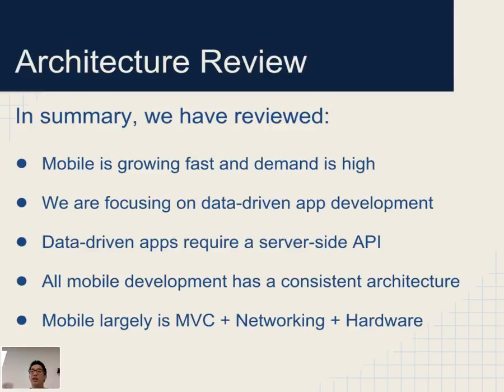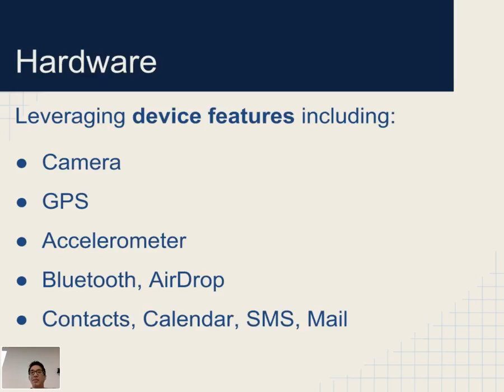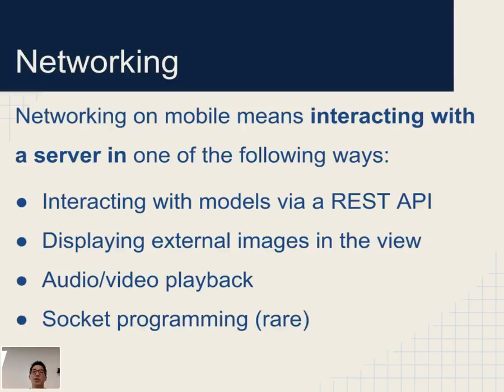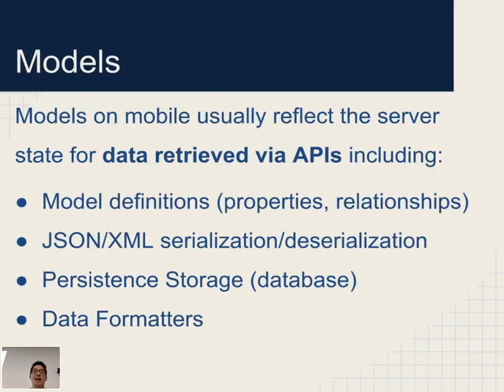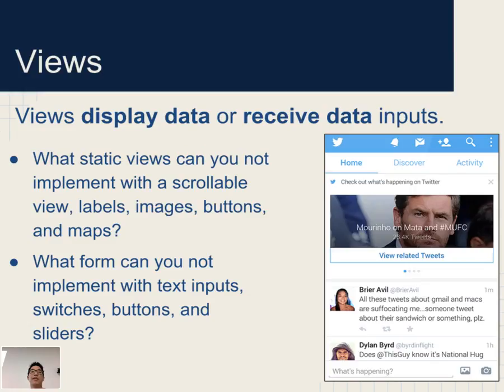So a lot of good news so far, right? I mean, I'm kind of painting a picture where it seems like iOS is pretty straightforward, right? You have this hardware that's really easy to integrate with. You have networking that just has this very limited set of tasks, models that are dumb because the server is smart, controllers that just wire everything together. So what is hard about iOS then?